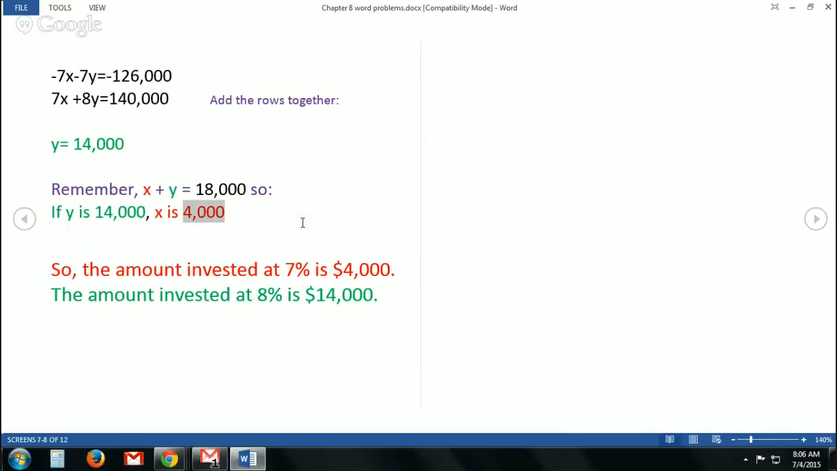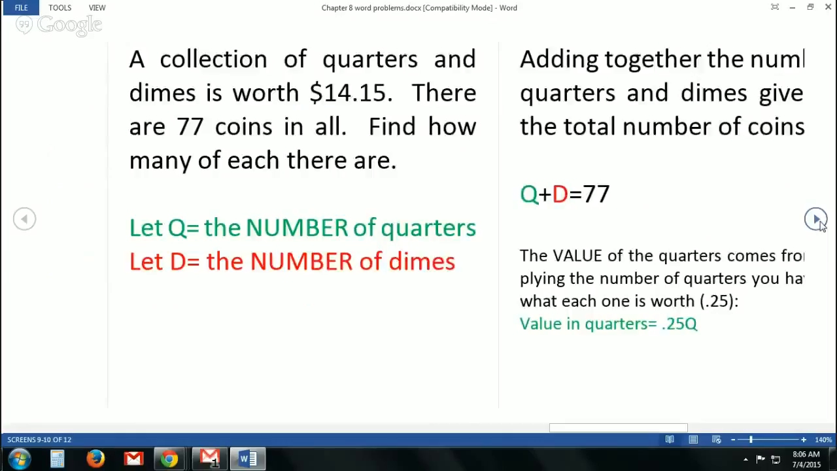The amount invested at 8% is 14,000. Be careful as you answer the question that you type it in the appropriate spot. The 7% amount was 4,000. The 8% amount was 14,000. Let's look at one more.